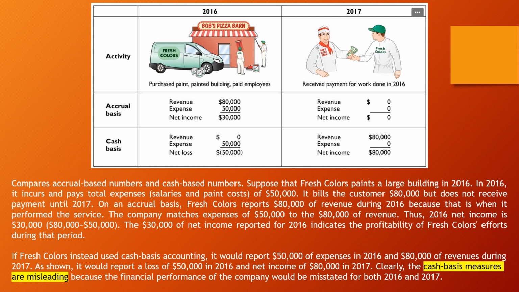2017. So on the accrual basis, it would report $80,000 of revenues during 2016 when it performed the service, and then the company matches the expense of $50,000 to the $80,000 of revenues. So in 2016, it would have net income of $30,000. The $30,000 of net income reported for 2016 indicates the profitability of the company during that period. So just look at the accrual basis. If you look at cash, it doesn't make sense, right?